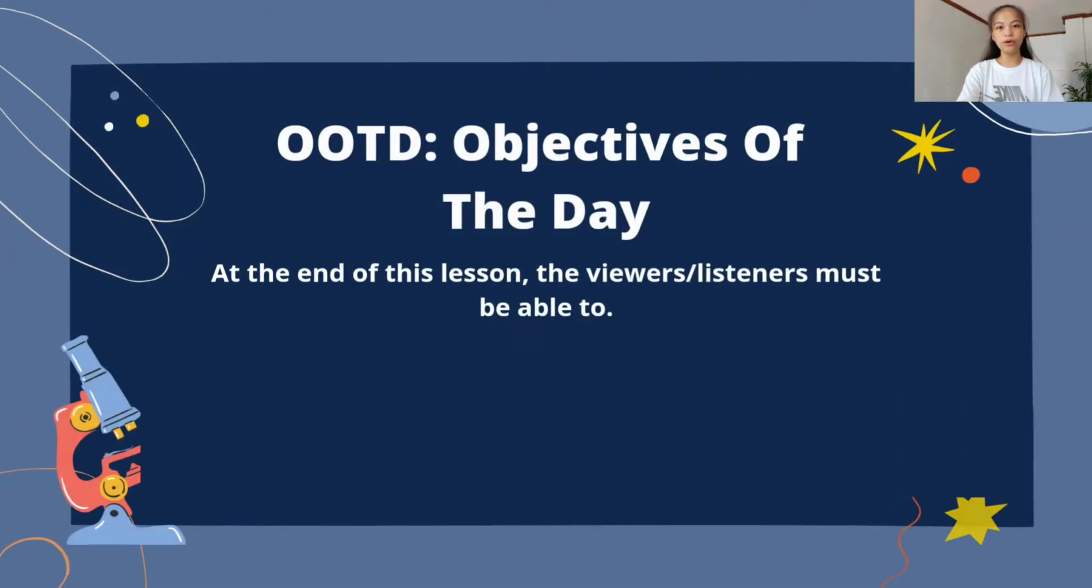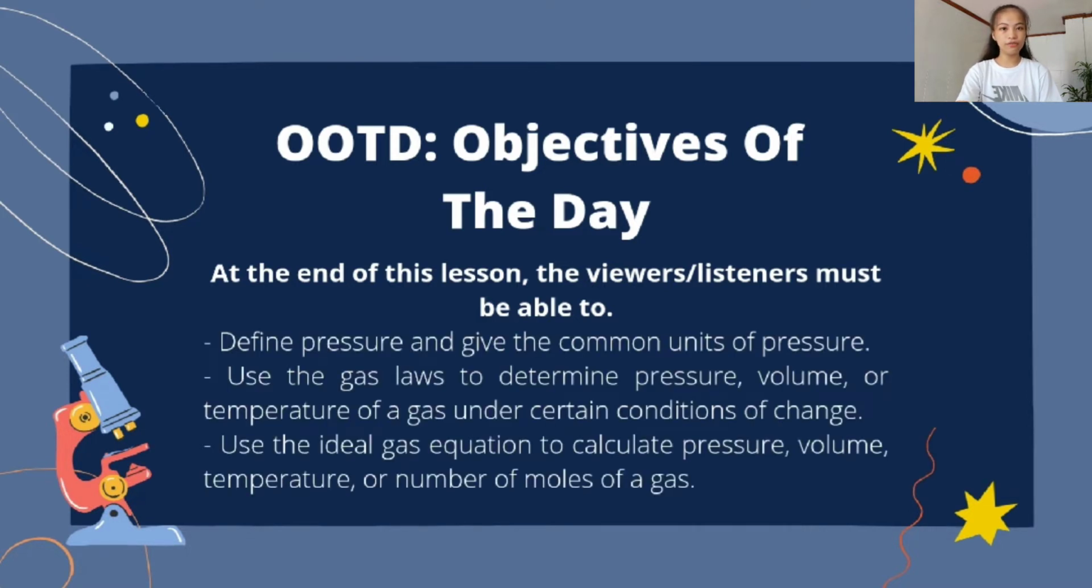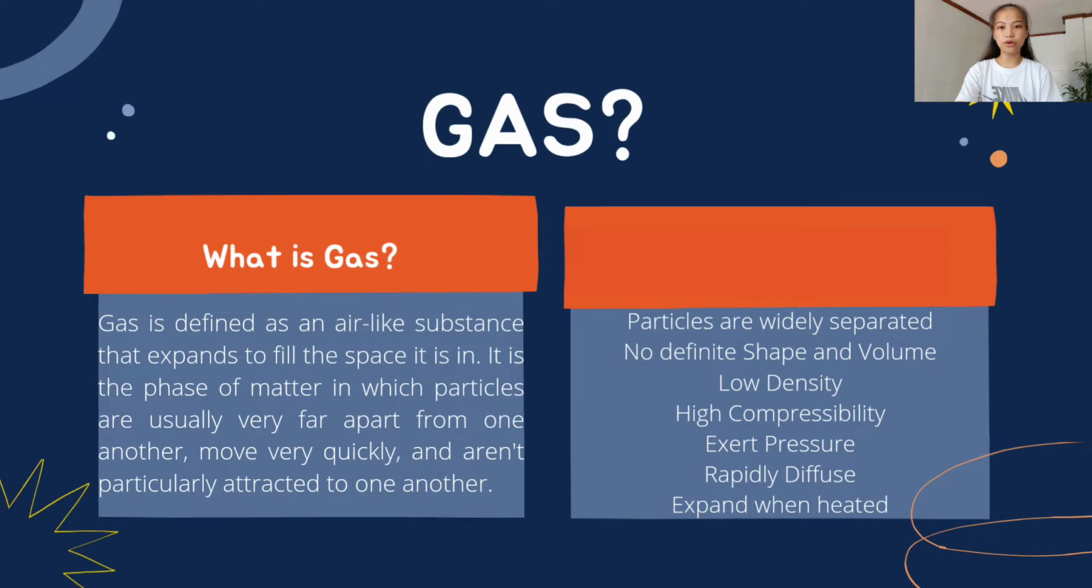Here we have the OOTD, or the objectives of the day, wherein at the end of this lesson, you, my fellow classmates, must be able to, first, define pressure and give the common units of pressure. Second, use the gas laws to determine the pressure, volume, or temperature of a gas under certain conditions of change. And lastly, use the ideal gas equation to calculate the pressure, volume, temperature, or number of moles of gas. But before the presentation of the mentioned objectives, let us first get to know gas.